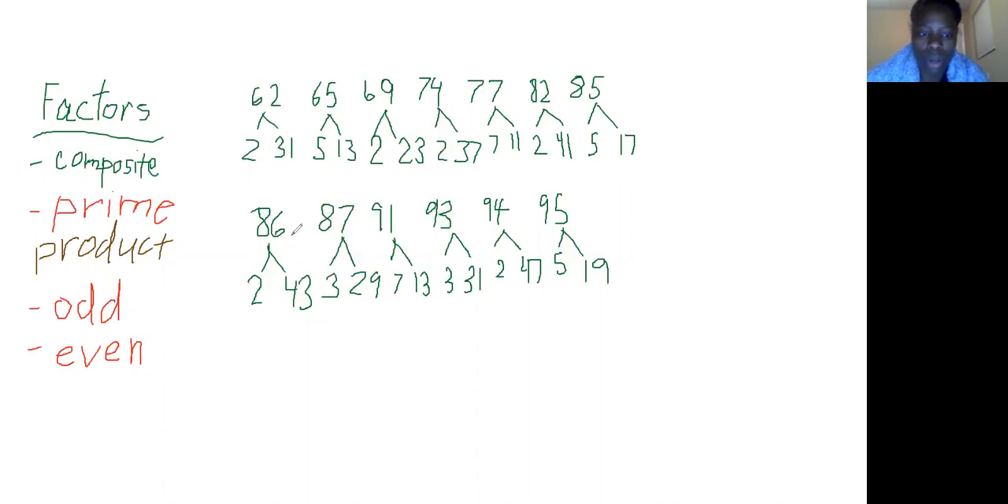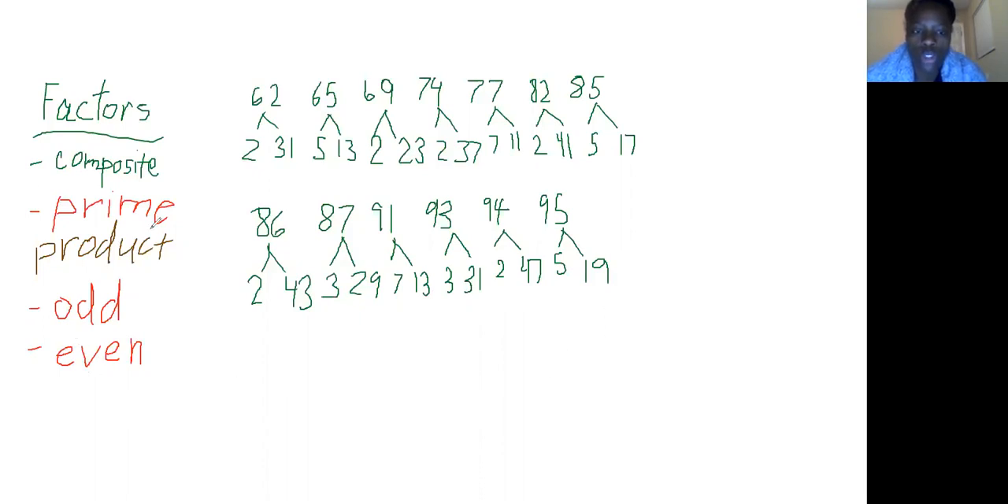On this next row, 86 has factors 2 and 43. 87 has factors 3 and 29. 91 has factors 7 and 13. 93 has factors 3 and 31. 94 has factors 2 and 47. 95 has factors 5 and 19.